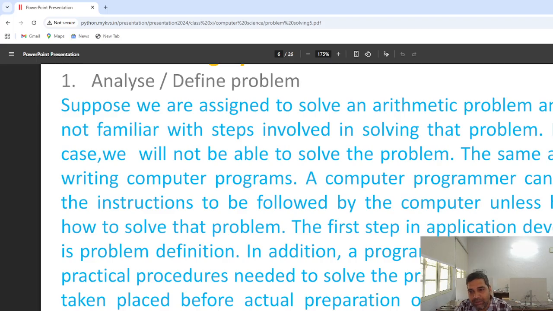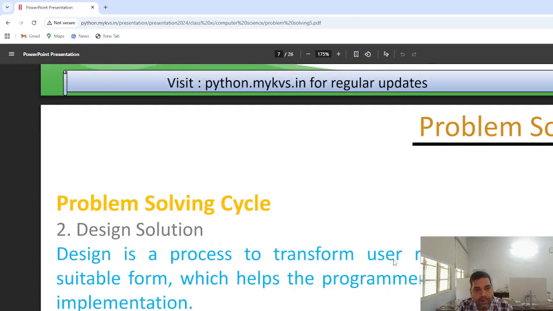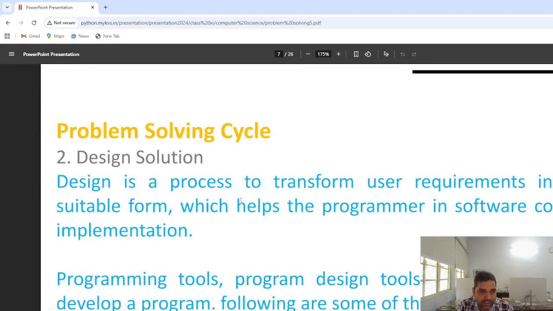The first step in application development is the problem definition. In addition, a program, source data, and logical and practical procedures are needed to solve the problem. Students, this analysis must take place before actual preparation of program development, otherwise it will cost much money and time. Now the problem solving cycle: design the solution.